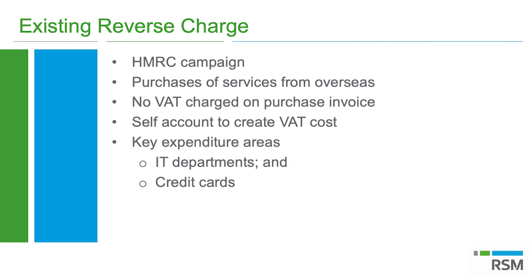The process is that when services are purchased from overseas, VAT will not be charged on the invoice. It is then a requirement of the customer to self-account for the VAT on its VAT return, and for housing associations, this will normally create an additional VAT cost. For those of you involved in the VAT return process, you will know that you effectively have to add an amount into box 1 of the VAT return, and then consider whether VAT recovery can be achieved through box 4. The areas where such expenditure is incurred is usually in relation to the IT department or on credit card purchases.